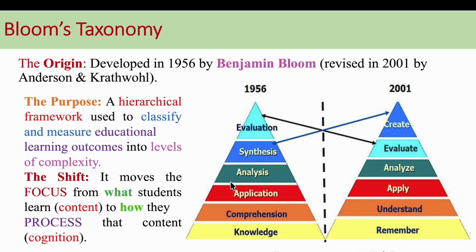If we look at the graph of 1956, we can see that there are two changes as compared to the 2001 graph. At the 5th level, it was synthesis, and at the 6th level, it was evaluation in 1956. But in 2001, level 5 was evaluation and level 6 was creation.